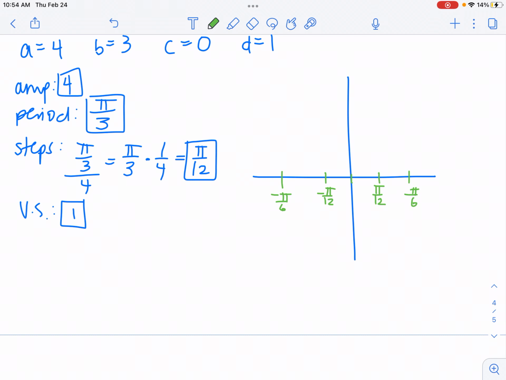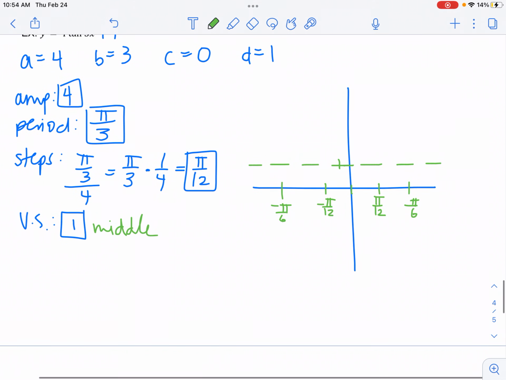Now we've got a midline. Remember, this is our new middle is going to be at 1. So I've got to go here, and you can plot out a midline if you'd like. So there we go. There's our middle. And our amplitude is 4. So just like sine and cosine, you've got to count it out. So we got to count 1, 2, 3, 4 up from the midline. So our highest point here is actually going to be at 5. And then we count 4 down. So 1, 2, 3, 4. And that's going to bring us down to -3.